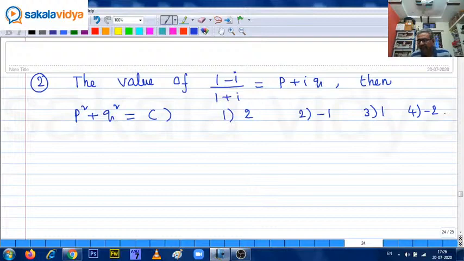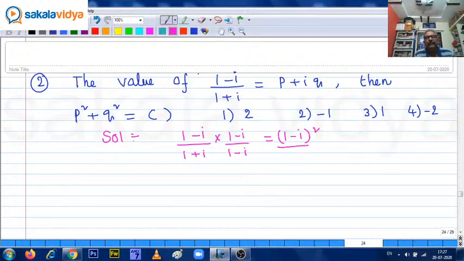Okay, all of you check. Let me complete my method now. Solution: (1 minus i) by (1 plus i), multiplied by the conjugate of 1 plus i, which is 1 minus i, upon 1 minus i. The numerator is (1 minus i) whole square, and the denominator is z into z bar, which is mod z square, that is 2. This will be minus 2i upon 2.